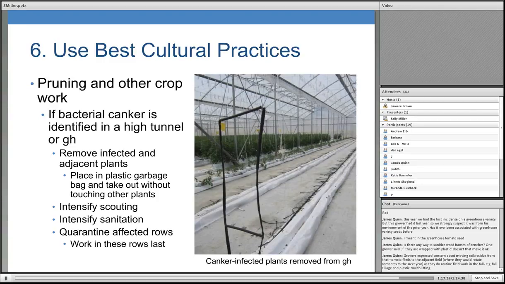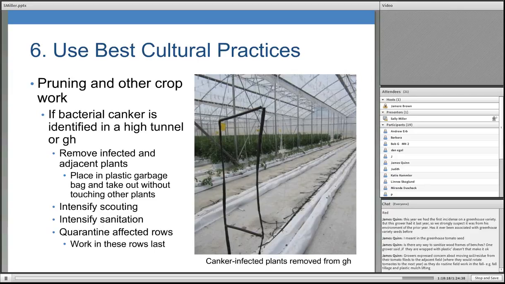Now we have some large greenhouse growers that will take out 10 plants on each side of an infected plant. Others won't take out nearly that many. It just depends on the experience of these particular growers. So again, if you have it in a high tunnel, that plant should be taken out, but without touching any other plants, and then cleaning up your hands. The growers need to clean up themselves, their hands and clothing afterwards. Then again, intensifying the scouting in that case, doing a better job with sanitation, quarantine those affected rows, and work in those rows last.